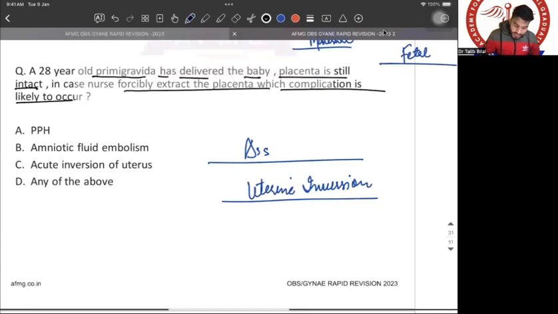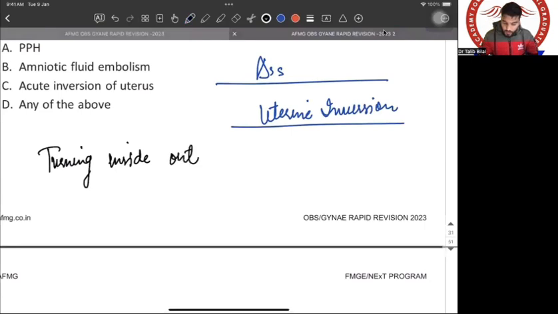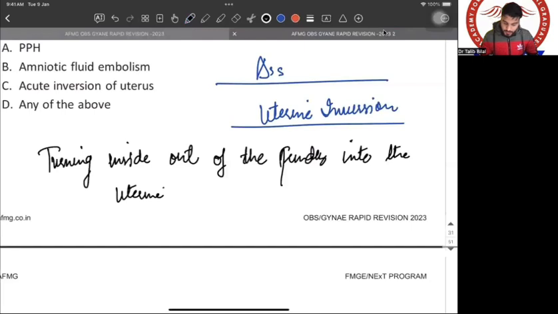What do I mean by uterine inversion, guys? Turning inside out of the fundus into the uterine cavity. The fundus is directly into the uterine cavity. That's called uterine inversion. Okay, guys, if this is the uterus, this is the placenta, and they are forcibly removing the placenta, so it will be like this. So what will be your management?